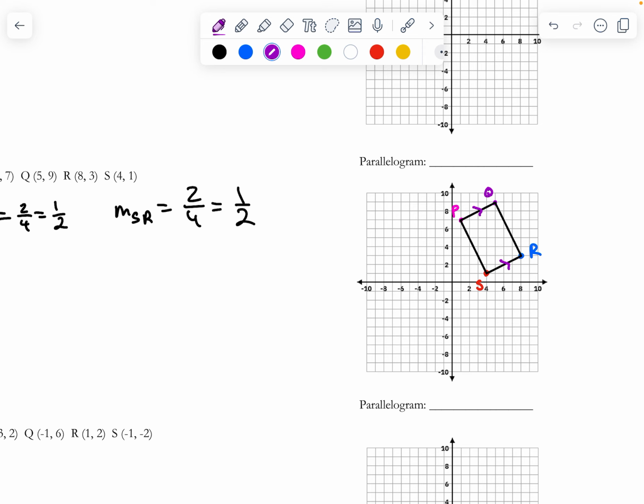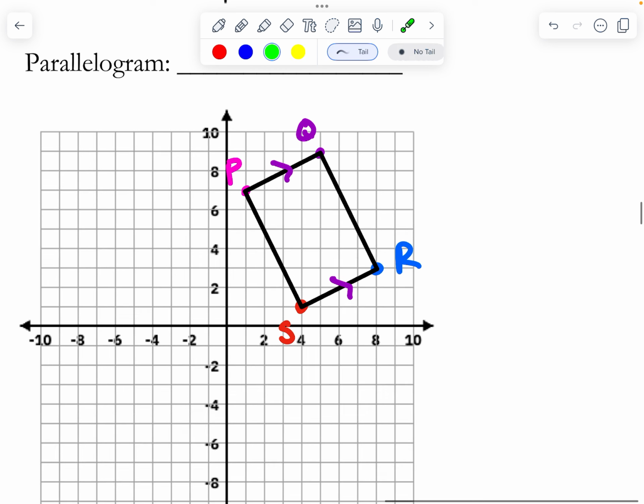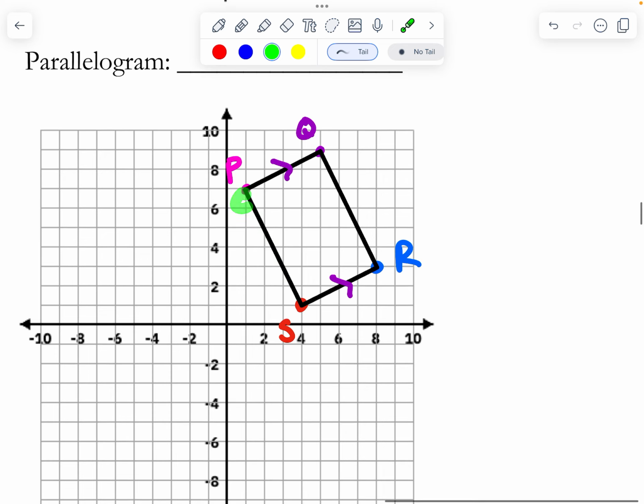So now let's go ahead and find the slope of PS and QR, right? And that's going to be these two sides right here. So I'm going to write the slope of PS and the slope of QR. Let's find those slopes. Remember, we always want to go left to right. Because P is more left than S, we're going to go ahead and go down this way, right? So we're going to do down first.